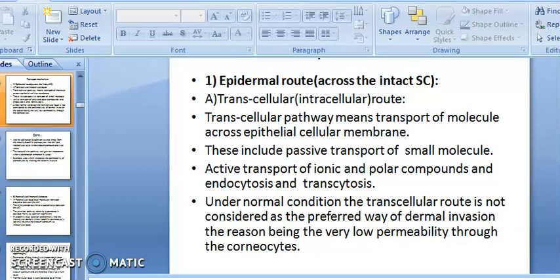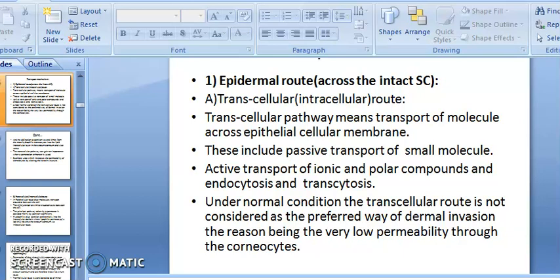Endocytosis means the molecule comes in contact with the cell and goes inside, forming a vesicle, or a pocket-like structure, inside your cell. And transcytosis is the transport of your molecule from one side to the other side. This mechanism is observed when we are doing active transport for ionic and polar compounds.